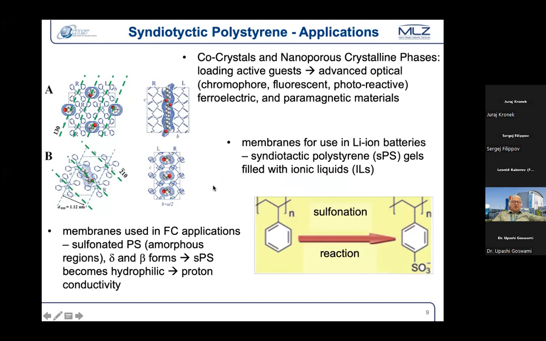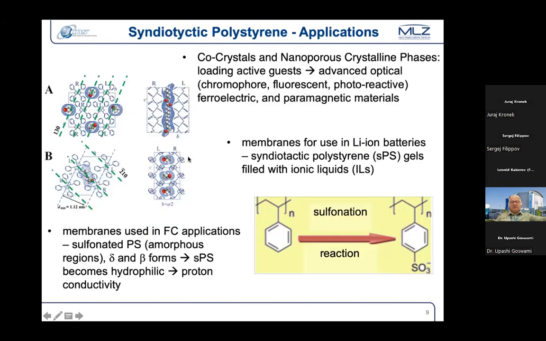And also very important is the selective functionalization of this material in delta and beta form, where we can sulfonate only the groups in the amorphous regions, the amorphous phase of the material, keeping the crystalline form conserved.